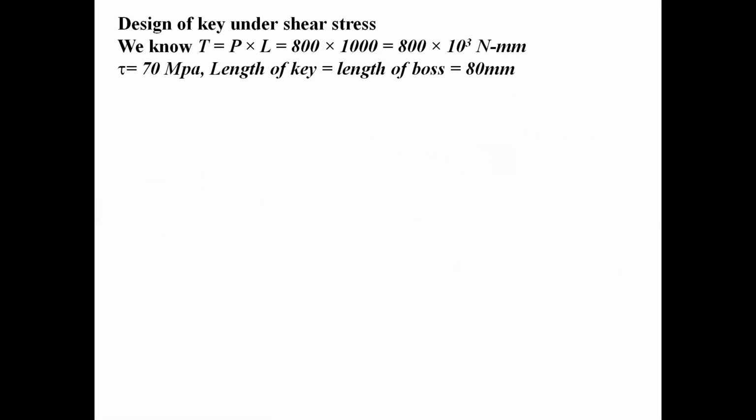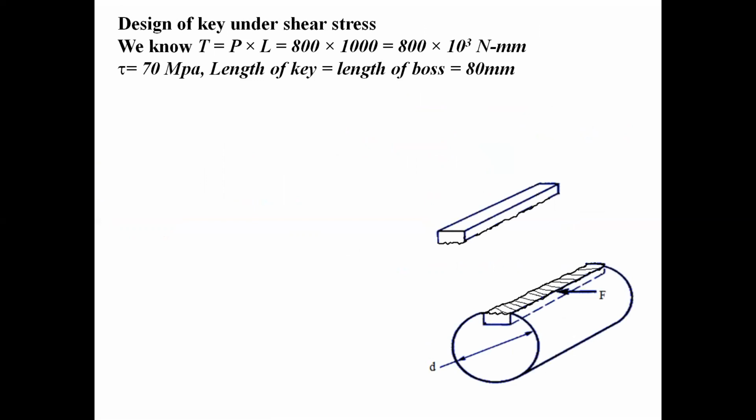Now let us go further. If I want to design a key, now the key is subjected to again a torque of P into L, and that torque creates tangential force on the key. Now we know that the key can fail under shear and the key can fail under crushing. So first look at the failure of the key when it is under shear. The torsional direct shear stress is 70 megapascal.